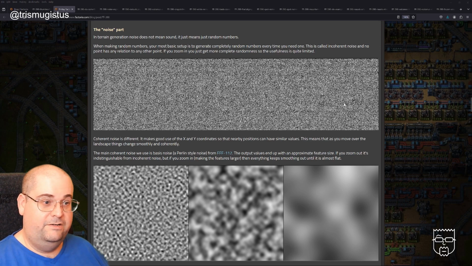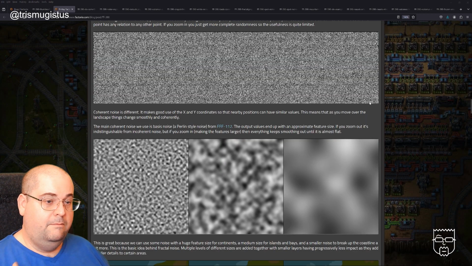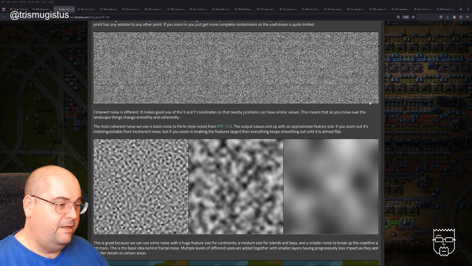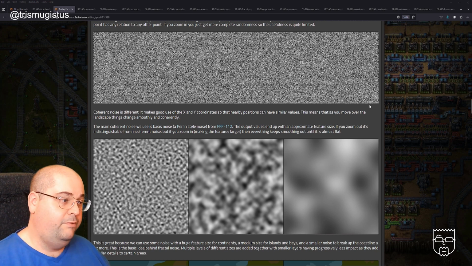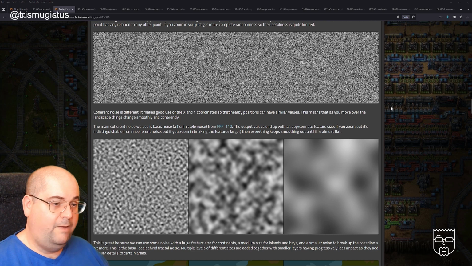Coherent noise is different. It makes good use of the x and y coordinates so that nearby positions can have similar values. This means that as you move over the landscape, things change smoothly and coherently. The main coherent noise we use is basis noise, a Perlin-style noise, which is described in Friday Facts 112. The output values end up with an approximate feature size. If you zoom out, it's indistinguishable from incoherent noise, but if you zoom in, making the features larger, then everything keeps smoothing out until it's almost flat.